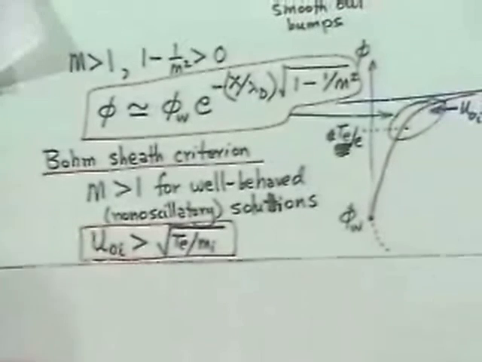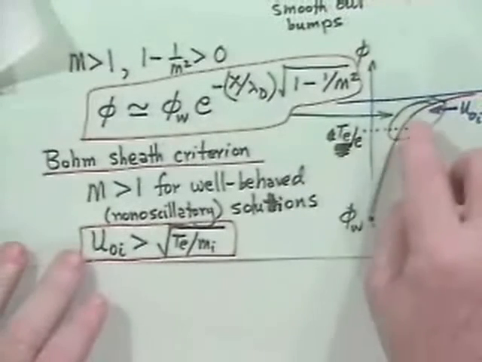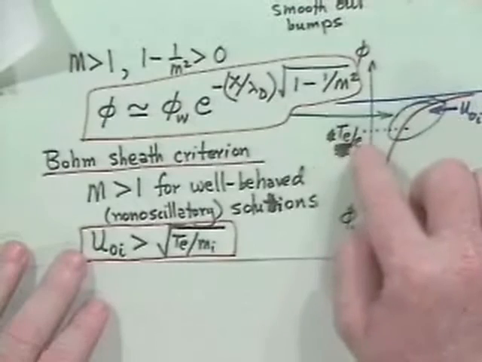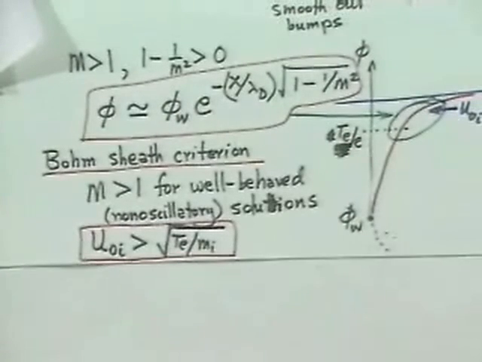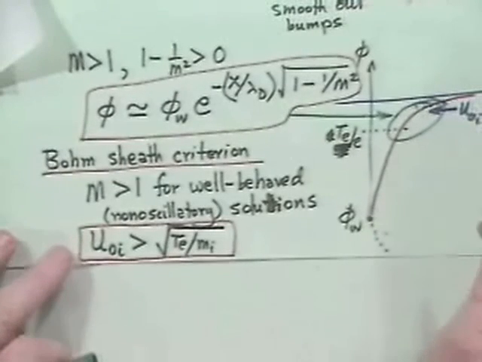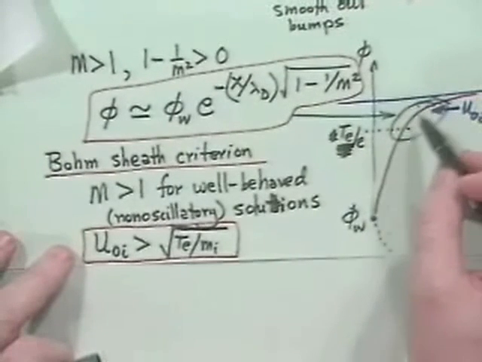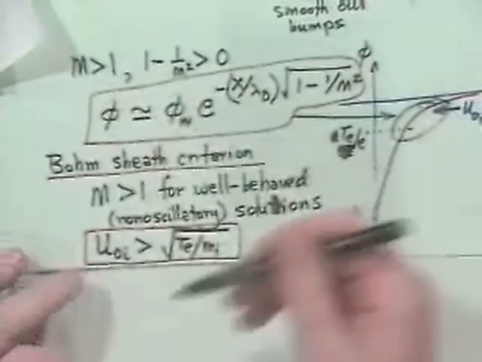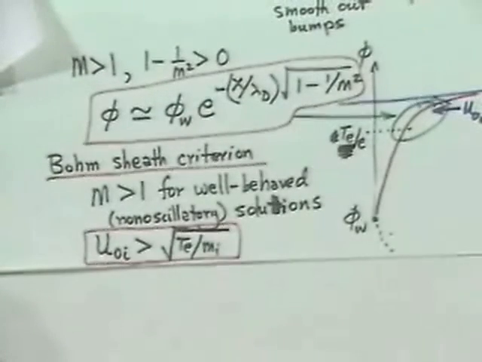Now, one little tidbit: I don't know why I have Te over 2 here, but anyway, over e it should have been. So our solution is valid whenever e phi is less than Te over e, but you can also show that if the ions were just being accelerated in by some potential, you'd need a little bit of potential to accelerate them, and they have to go a little ways, like Te over 2, before they're accelerated enough. So there's only a very narrow range of validity for this particular calculation.